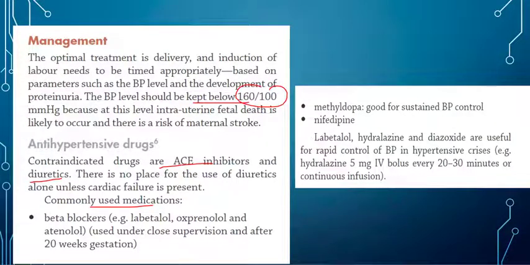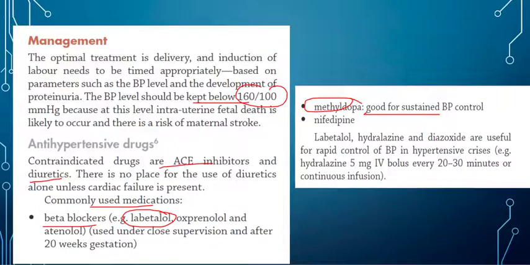Commonly, you can use methyl dopa for a mild blood pressure raise. If it is a severe or highly elevated blood pressure, then you can use an oral or IV beta blocker. In a GP setting, we would most of the time use oral labetalol. So for pregnant patients, these are the two.